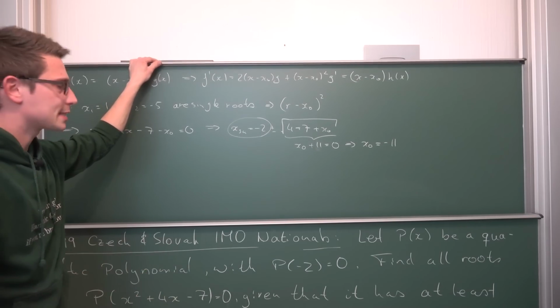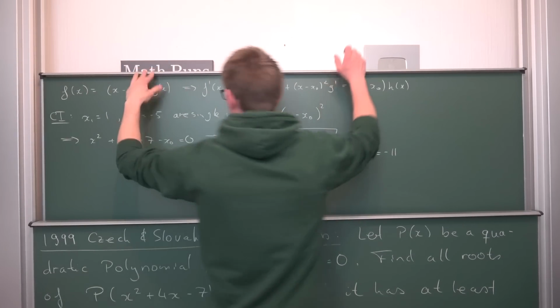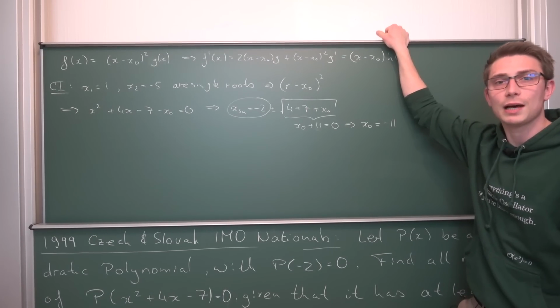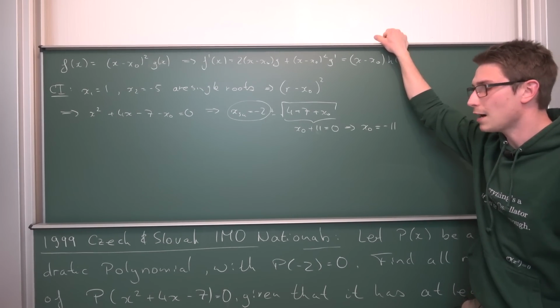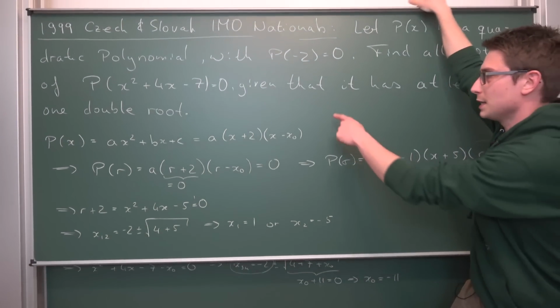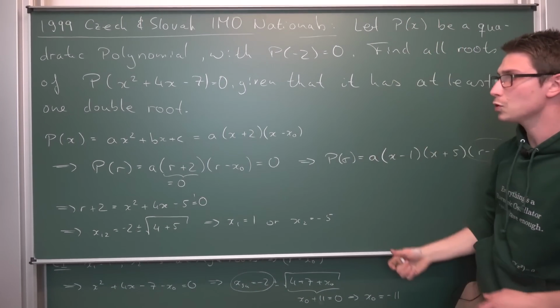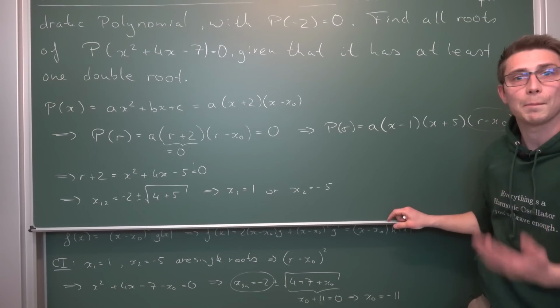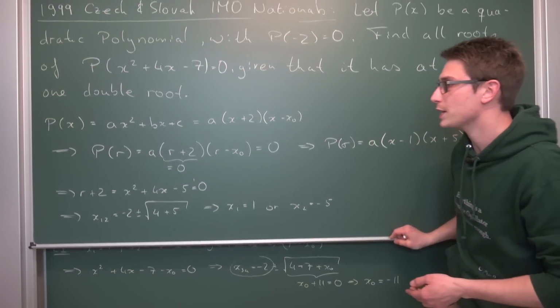Now, this is where I stopped originally, but as mentioned before, there is more to this problem, because this is not the only case when we can have double roots. There are actually other cases. Namely, it says that it has at least one double root. We could also have that x minus 1 and x plus 5 are both double roots. This is something that we can have.